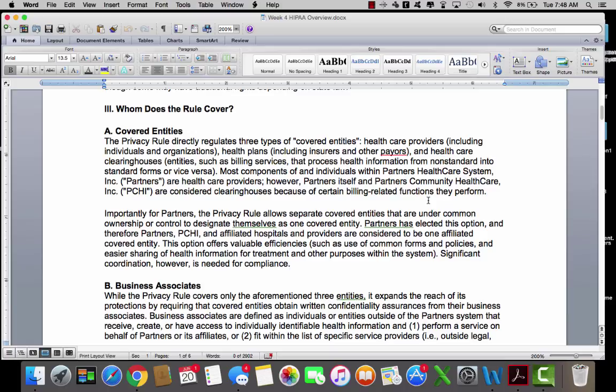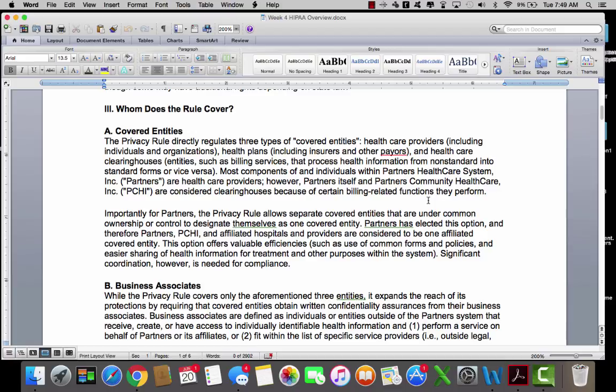Now, what it doesn't cover are things like property and casualty plans, like Progressive Insurance, places like that. They are not considered covered entities under the privacy rule. It doesn't cover, for example, a police department. They are not a covered entity. Now, a fire department may be a covered entity if they have an ambulance service and they are providing billable services. So it can get very confusing under the HIPAA regulations.